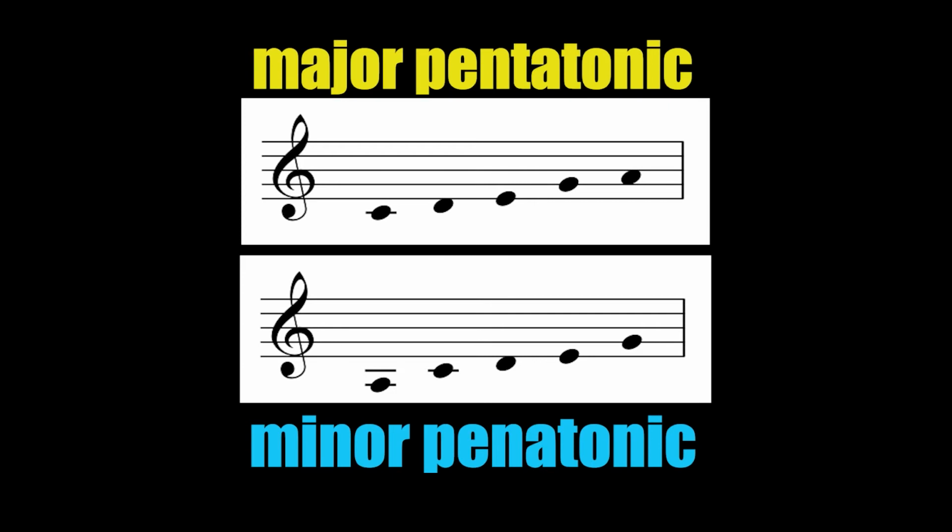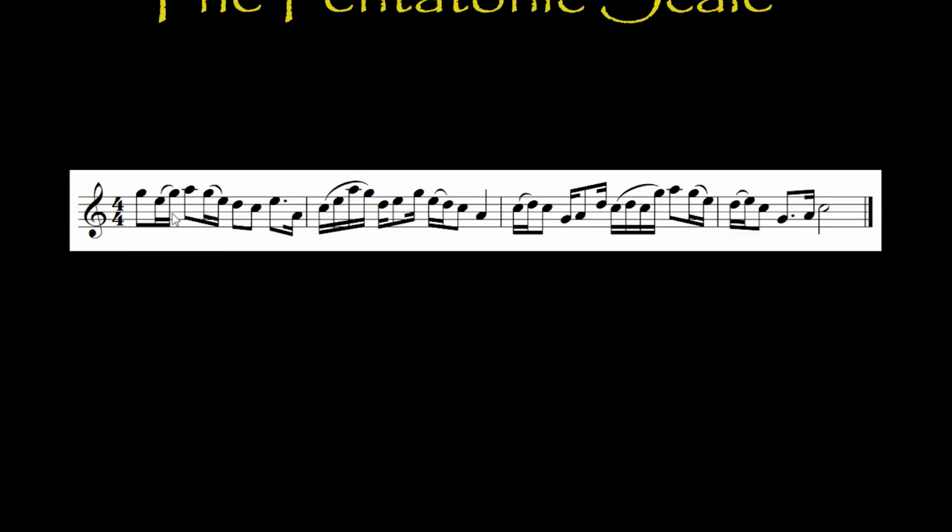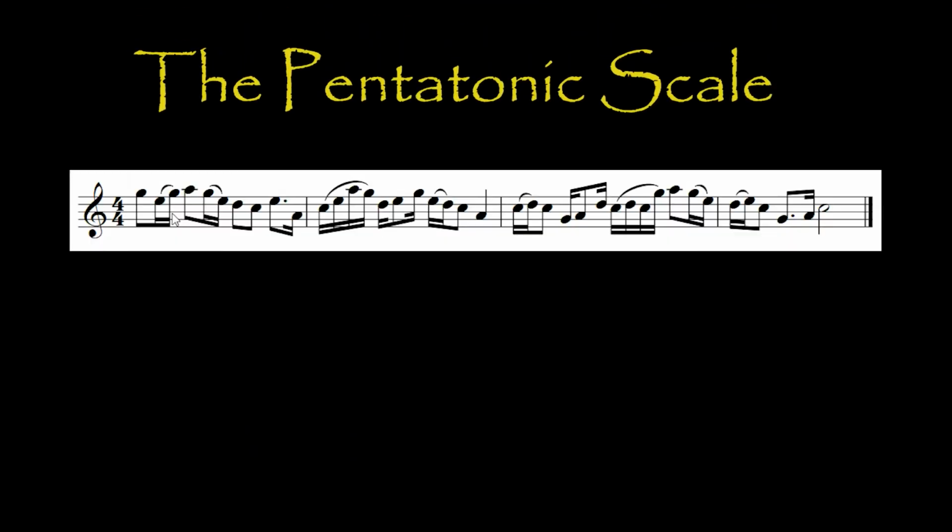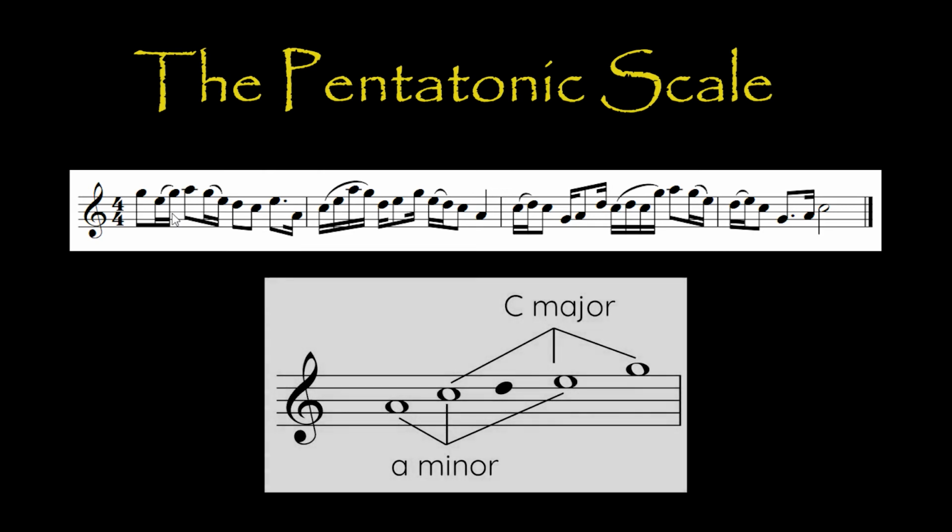But in truth, when we listen to a pentatonic scale, we tend to hear both major and minor simultaneously. Here's an example of music written with a pentatonic scale. Note how the major and minor triads inherent in this scale give it a sense of being in both major and minor at the same time. The complete lack of half steps also gives it a peaceful quality.